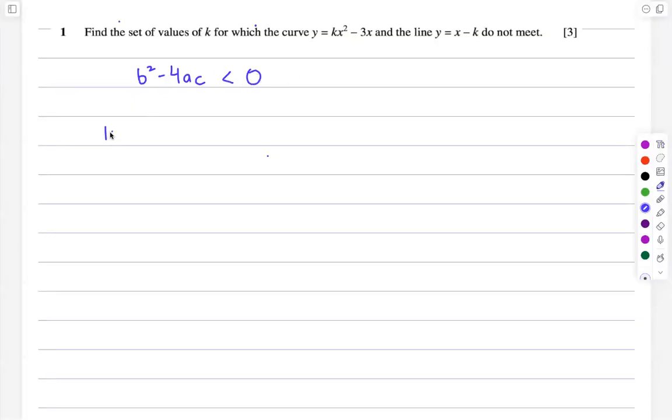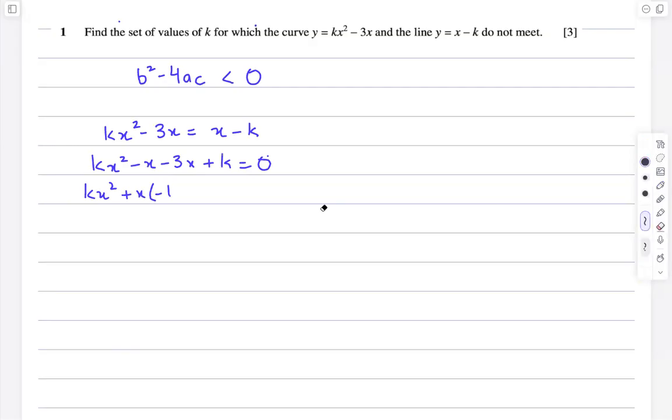So in the first step, we'll equate the equation of the curve, which is kx squared minus 3x, with the equation of the line, which is x minus k. Bringing the x minus k on the left-hand side, this will become kx squared minus x minus 3x plus k equals 0. Taking x common over here, so minus x minus 3x will become minus 4x plus k.